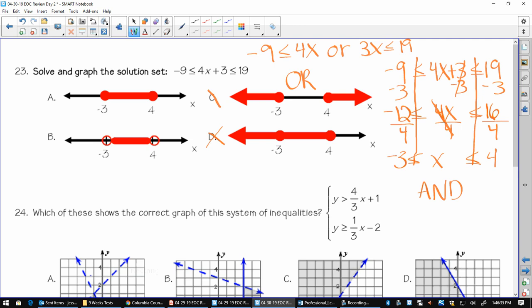So C is not correct for this one because we are looking at an and. So an and inequality should be shaded between the 2 points. So this should be shaded between -3 and +4. So the only difference is A has the shaded in circles and B does not. Remember, that's coming from your inequality signs. If it was just less than or greater than and it didn't have the or equal to, B would be our answer. But since it has the or equal to, A is the correct answer. This or equal to in the inequality signs means the circles should be shaded in.